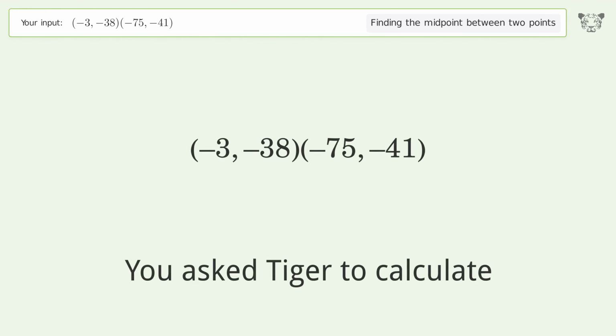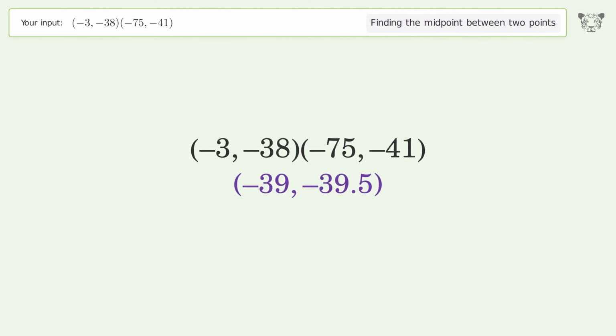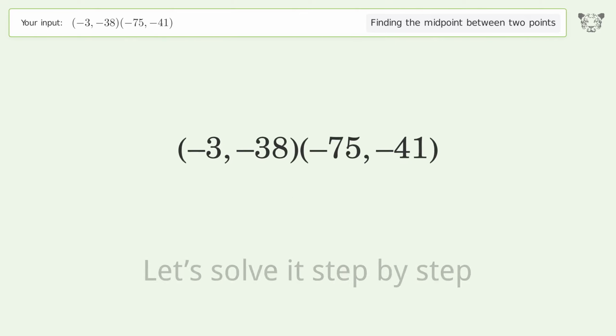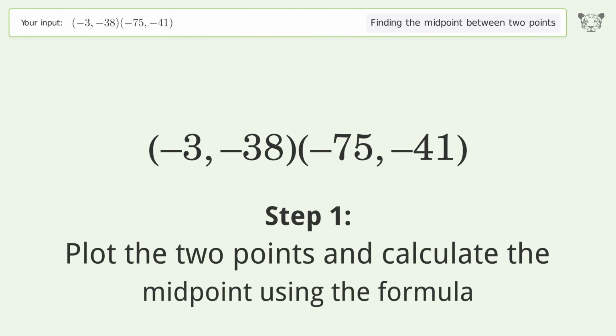You ask Tiger to calculate. This deals with finding the midpoint between 2 points. The midpoint between the 2 points is -39, -39.5. Let's solve it step by step. Plot the 2 points and calculate the midpoint using the formula.